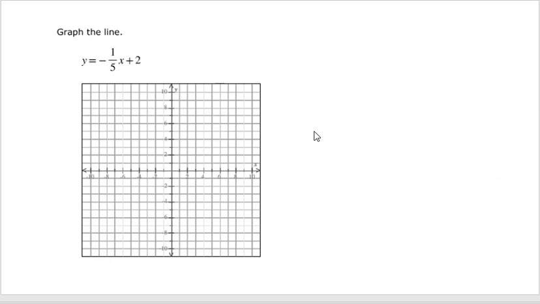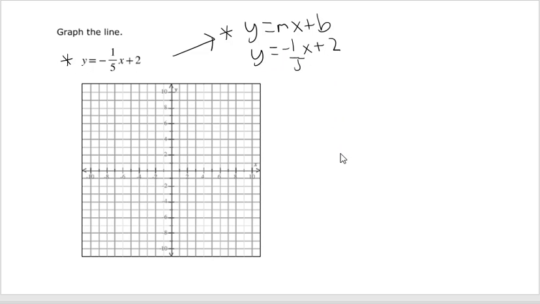Another way that you can graph a line is you can use what's called slope-intercept form. And this is actually what I feel is the easier way to do this. If you're going to graph a line using slope-intercept form, you take your equation and you put it into this form. And this equation that you've been given is actually already in slope-intercept form. You can see that the 2 is what's in place of the b, and the -1/5 is what's in place of the m.